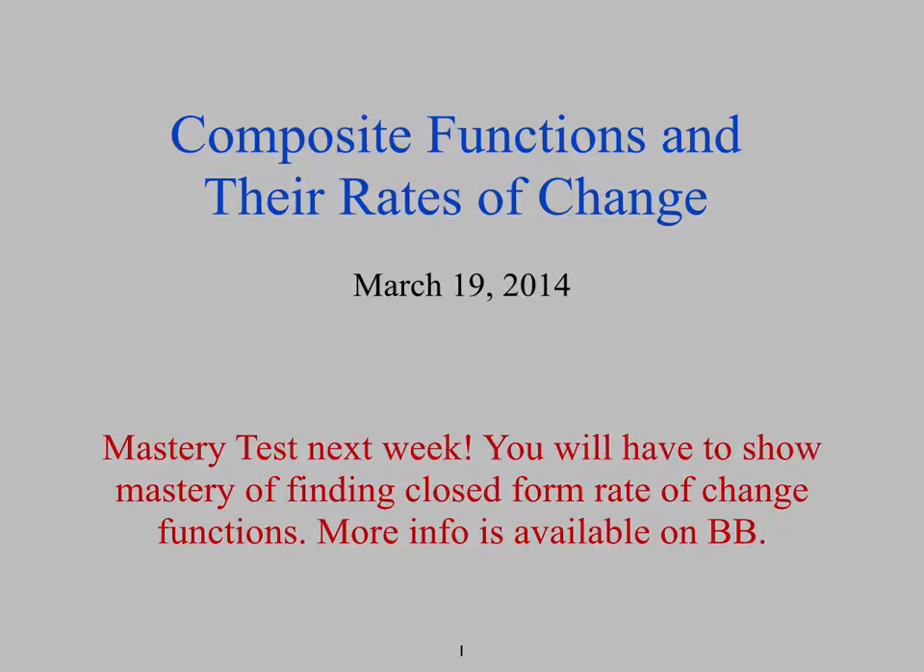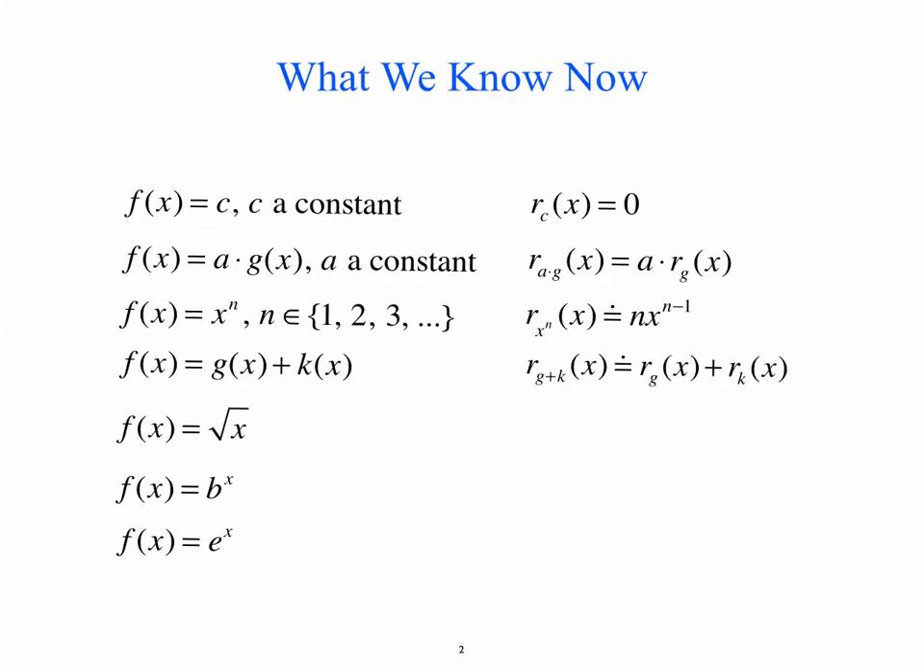Okay, so here's what we've done so far, right? As of last class, we had established all of these rules. So given an accumulation function in the left-hand column, you have the corresponding rate of change function in closed form, right?